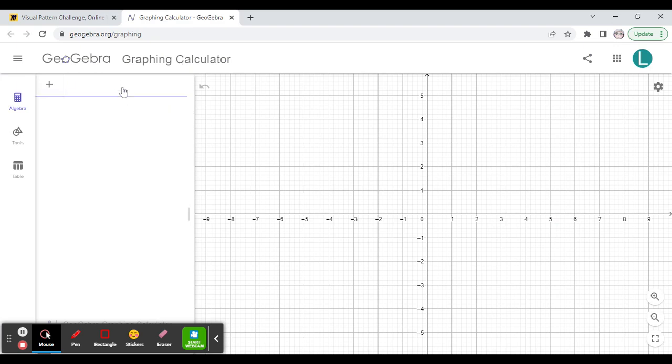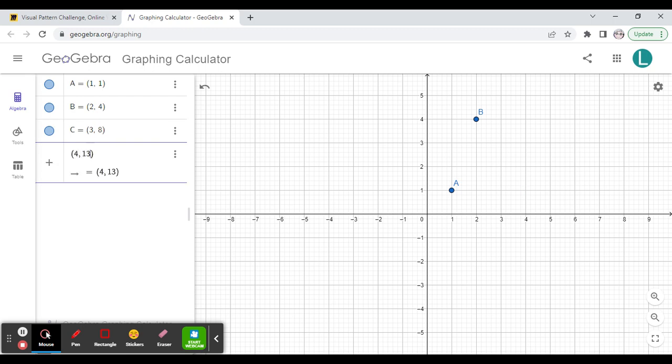So to plot a point, you just put parentheses and 1, 1. Did a period instead of a comma. 1, 1, there it goes. So there's our first point. And then the second point is 2, 4. And then we had 3, oops, parentheses, 3, 8. And then we had 4, 13.